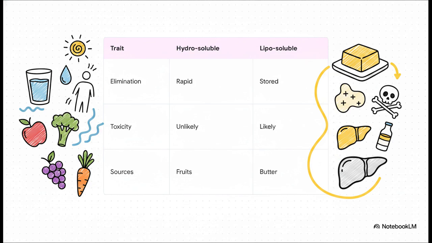Instead, they get stored up in your fat tissues, and because they accumulate like a battery, they're much more likely to become toxic if you consume them in excess. As a general rule of thumb, you'll find your water-soluble vitamins in fruits and vegetables, while your fat-soluble vitamins are hiding out in fatty foods like butter and liver.